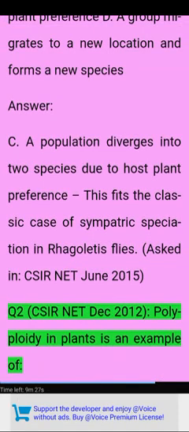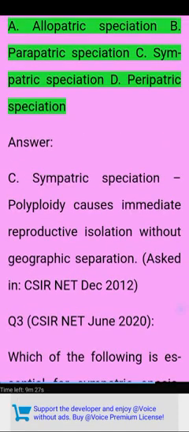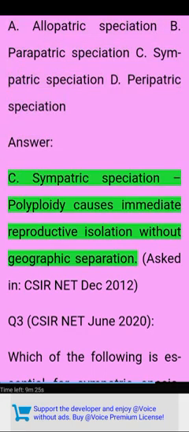Polyploidy in plants is an example of: A. Allopatric speciation. B. Parapatric speciation. C. Sympatric speciation. D. Peripatric speciation. Answer: C. Sympatric speciation. Polyploidy causes immediate reproductive isolation without geographic separation.